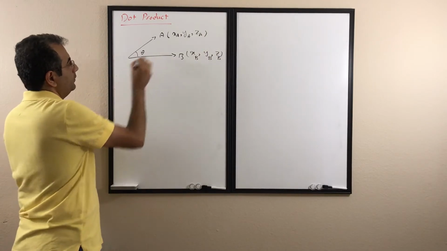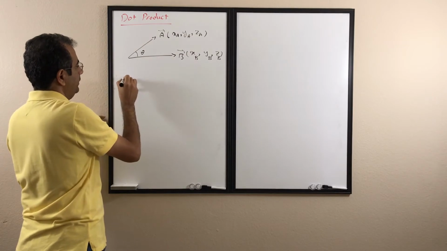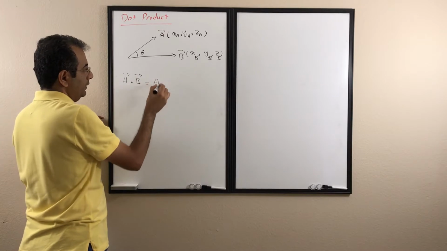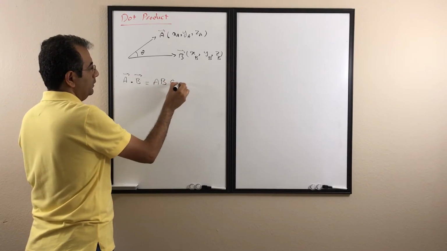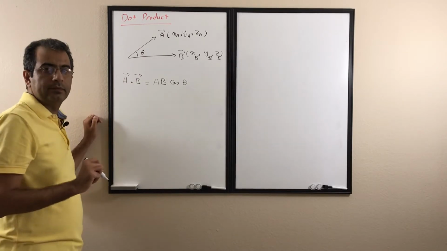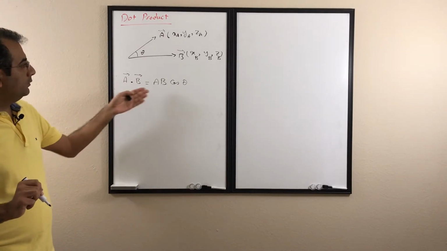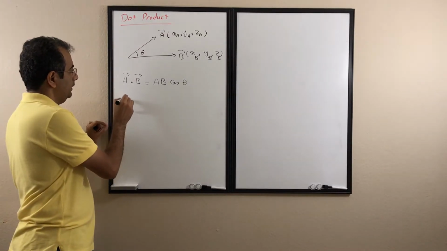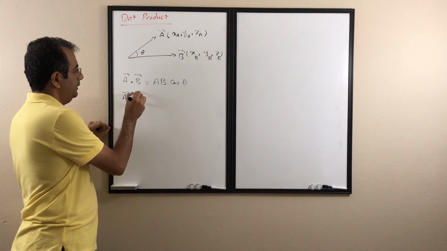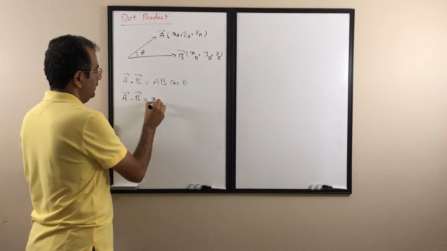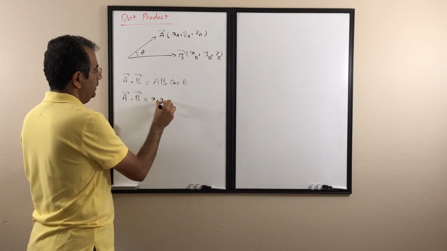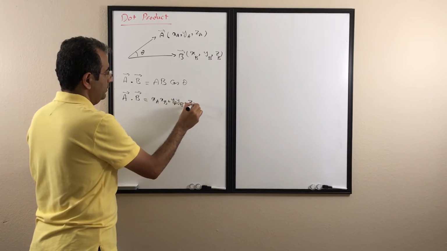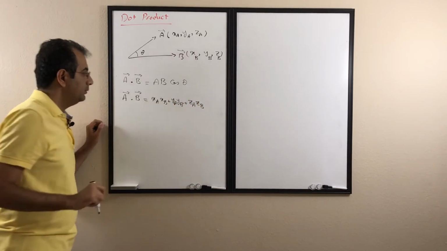The dot product of a and b is the magnitude of a, times the magnitude of b, times the cosine of the angle between the two vectors. This is how we define the dot product. Another way that we can define it is that the dot product of a and b is xa xb plus ya yb plus za zb. So that's the dot product as well.